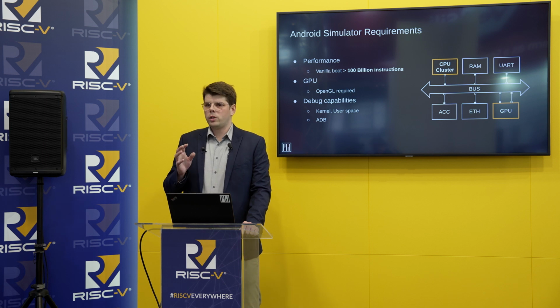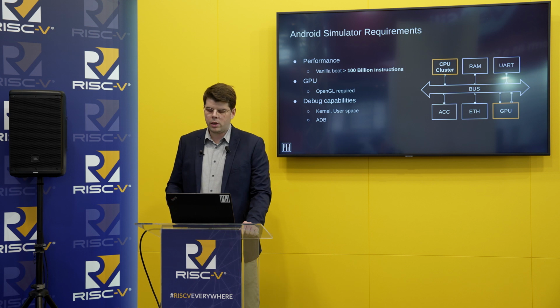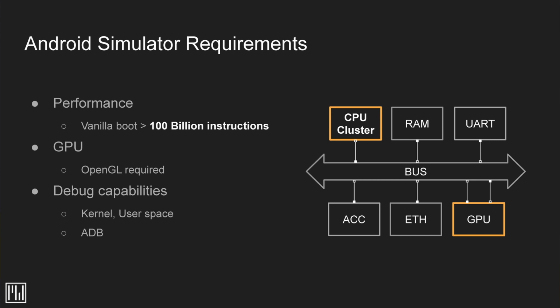And of course, if you want to use the simulator productively, you also need debug capabilities. You want to be able to debug the kernel, for example, using standard software debuggers like GDB or Lauterbach Trace32. You also want to be able to debug the user space applications, for example the system libraries, but you also want to be able to debug the apps that you are running on top. And for this, Android has a special debugging tool called ADB. So you want to be able to use that with your simulator as well.